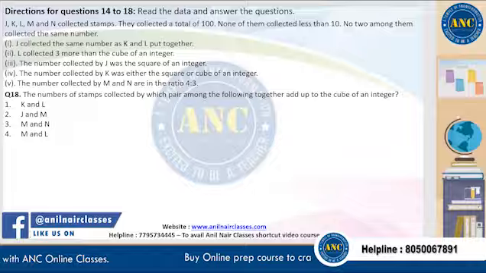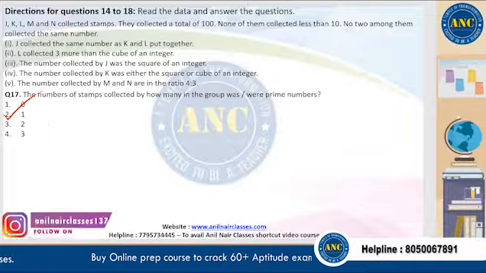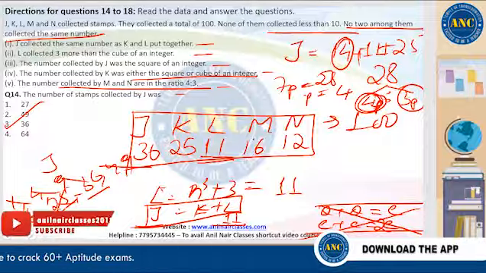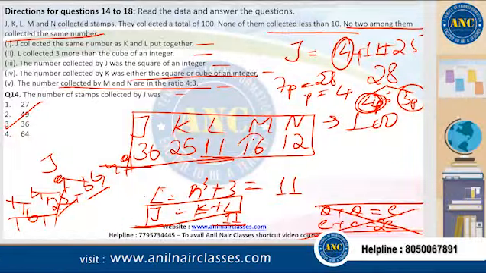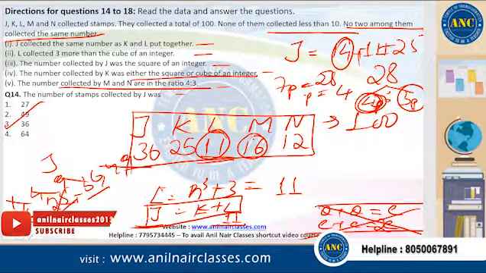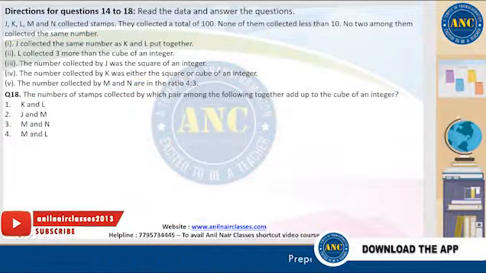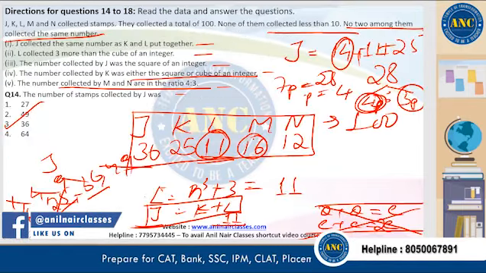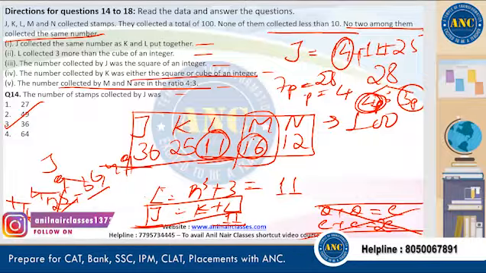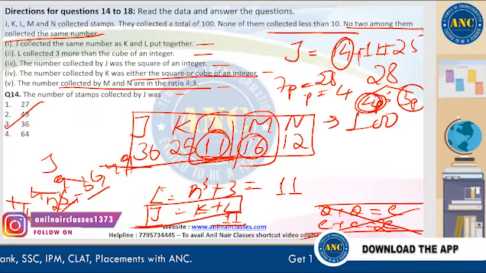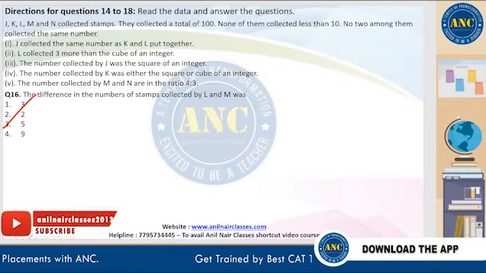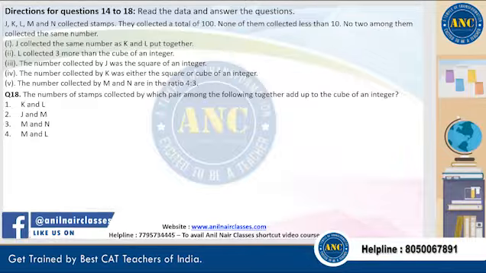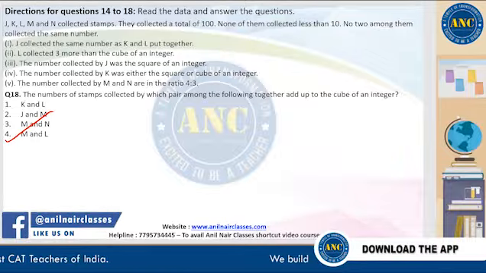And the last question in this caselet that we've left: the number of stamps collected by which pair among the following together add up to the cube of an integer? Which two will add up to the cube of an integer? Just by observation, you'll notice 16 plus 11 is equal to 27. 16 happens to be M and 11 happens to be L. So M plus L are the people whose total number of stamps is a cube of an integer. Very simple case.